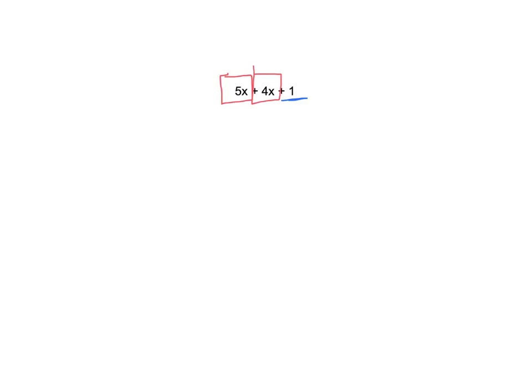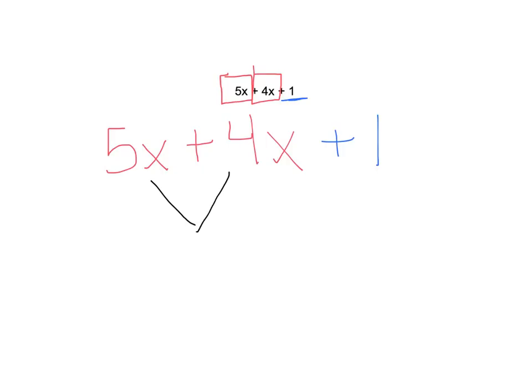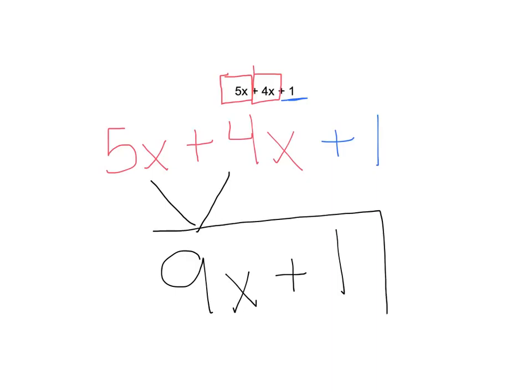Now I'm going to rewrite it. 5x plus 4x plus 1. I can combine my like terms. 5x plus 4x gives me 9x. The 1 stays by itself. So your answer is 9x plus 1.